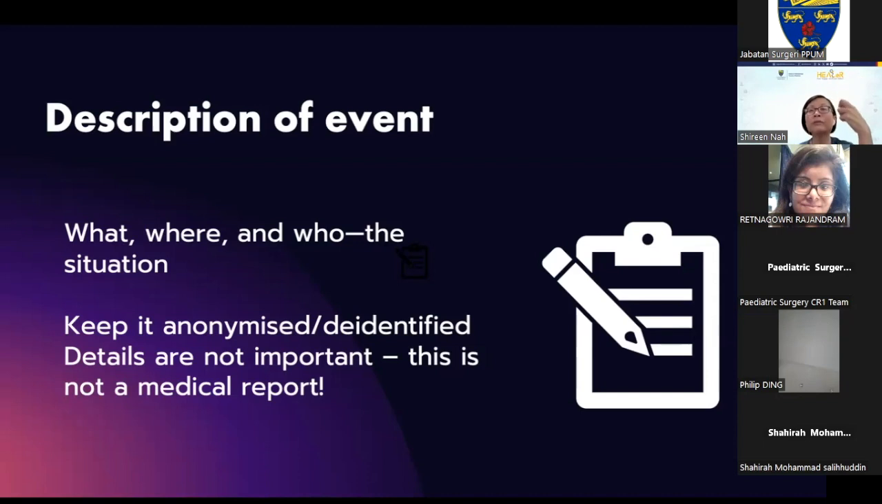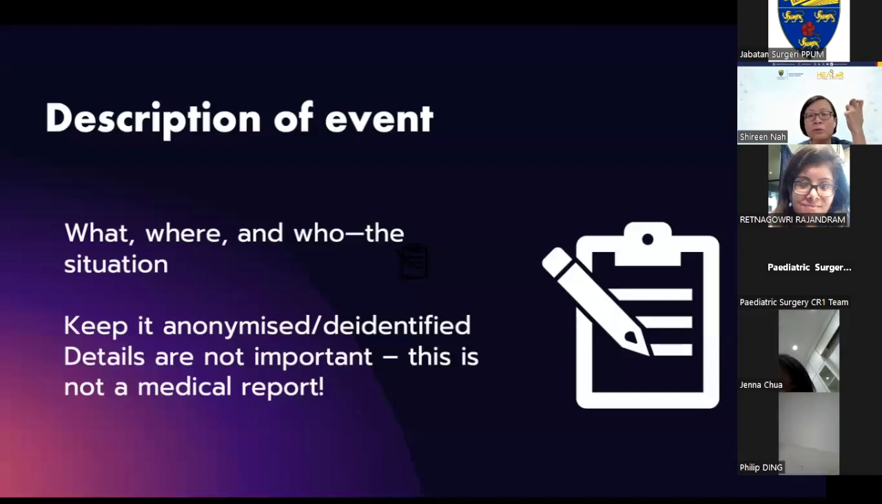If it's a where it's very noisy, rushed, maybe no privacy. I know some clinics run with two patients in the same room. I don't like to run clinics like that, but we know that there are some clinics where it's so busy, you're seeing so many patients that you're even seeing two patients to one room. That can be a very difficult situation to deal with when you're dealing with unhappy patients or caregivers or parents. So that's why what, where, and who are all very important. So we've described it, right?